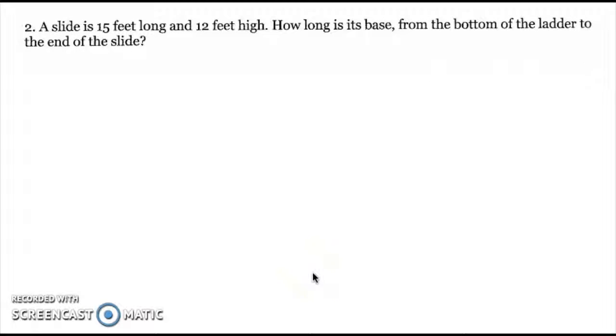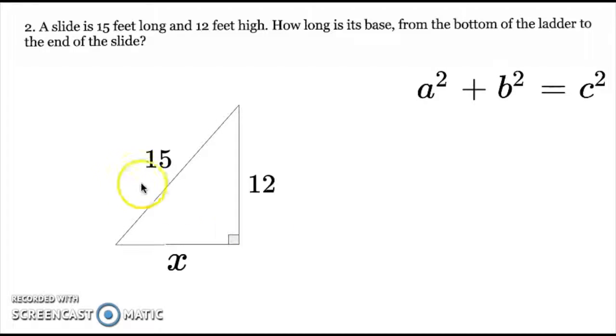Number 2, we have a slide being 15 feet long and 12 feet high. How long is its base from the bottom of the ladder to the end of the slide? So here's our slide, 15 feet long for the side, and it is 12 feet high. We're looking for the base from the bottom of the ladder to the end of the slide. So the ladder to the slide, this base here. So again, 15 squared is c.